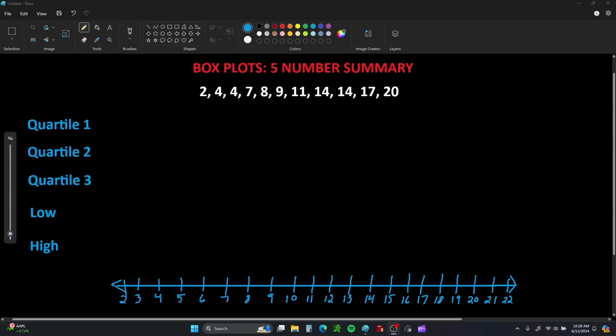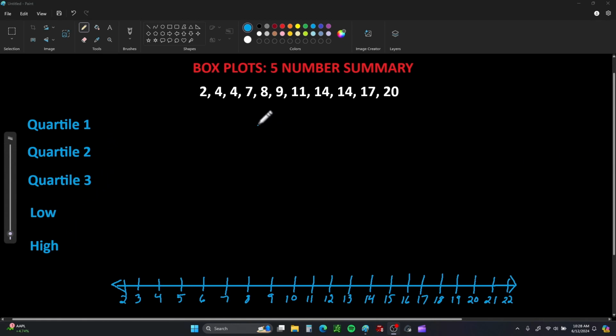To create a box plot, which is also known as a box and whisker plot, which is also known as a 5-number summary, we need 5 numbers, and it doesn't matter how many numbers are in the original number set, we're only going to use 5 numbers to create the box plot. And those 5 numbers are quartiles 1, 2, and 3, and the low and the high.